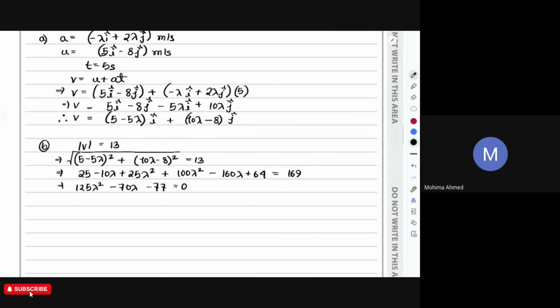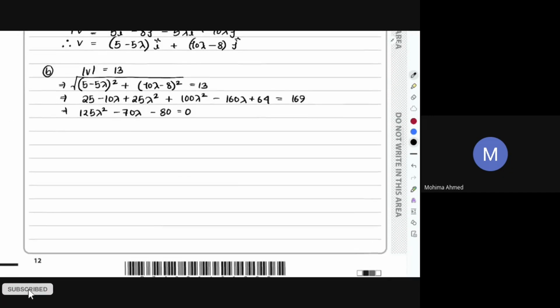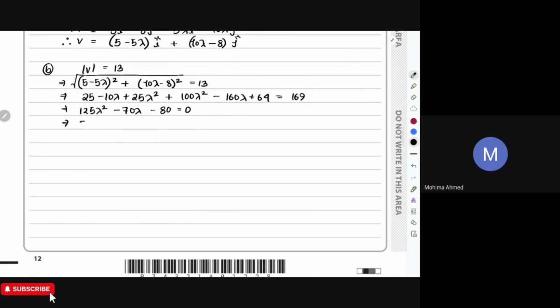Wait. 25 and 8. Yeah, 25 and 64, that's 89 minus 169. So this is supposed to be 80. Let's calculate: 80 by 5 is 16, right? Yeah. I have to take 5 as a common factor over here.